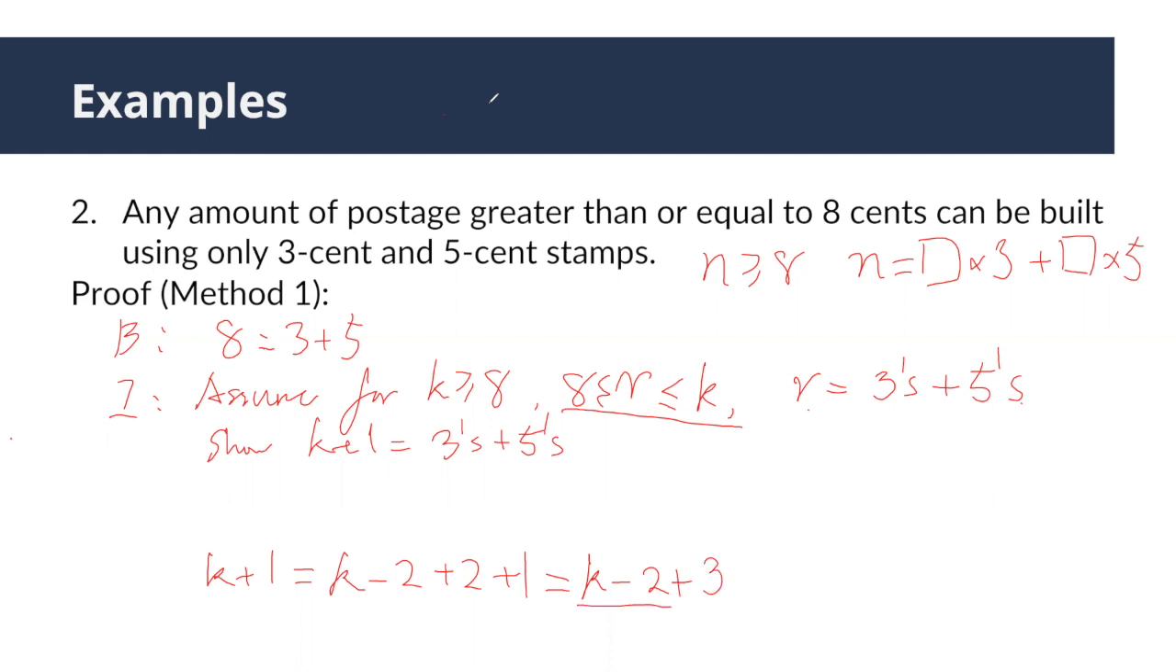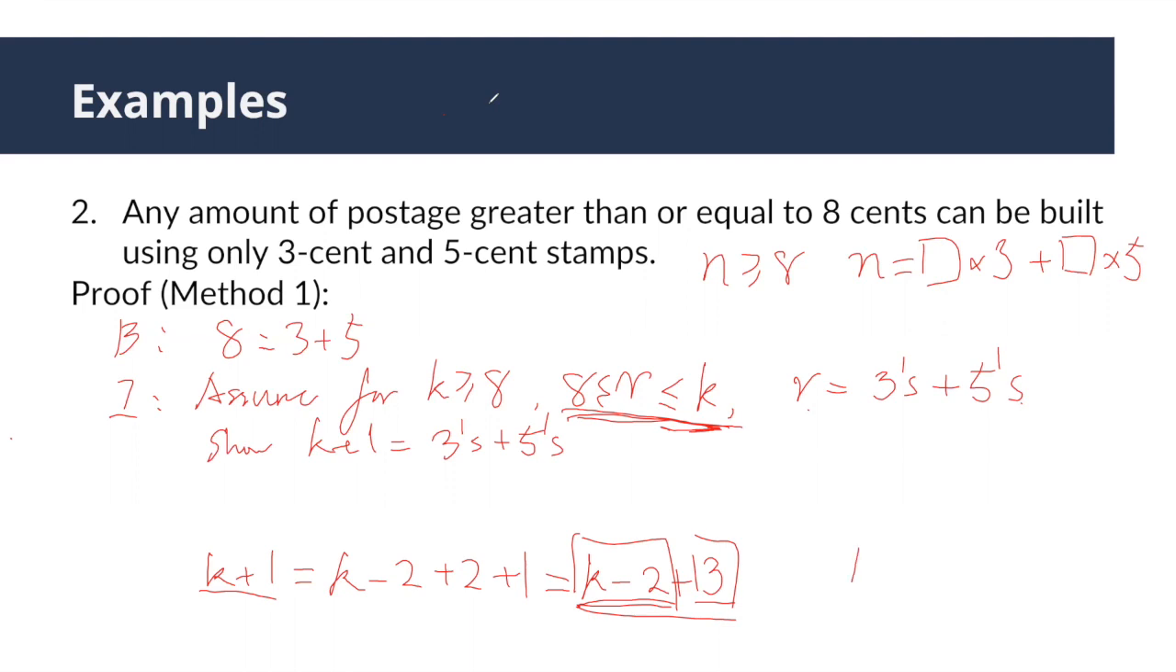And if we can show k minus 2 is within this range between 8 and k, then we can conclude k minus 2 is a summation of 3s and 5s due to the inductive hypothesis. Then since you add another 3, of course you can conclude k plus 1 is equal to the summation of 3s and 5s. But can we guarantee that k minus 2 is within this range? Let's check. First, it's obvious that k minus 2 is less than k, so this side is fine.